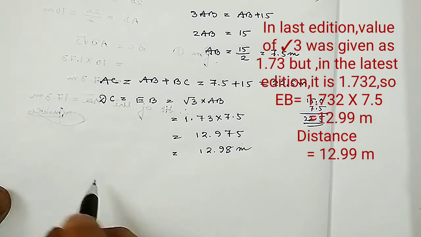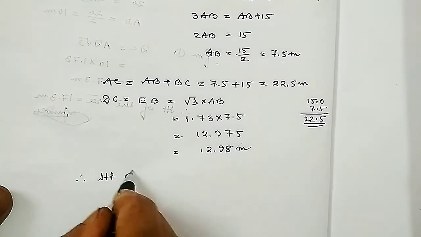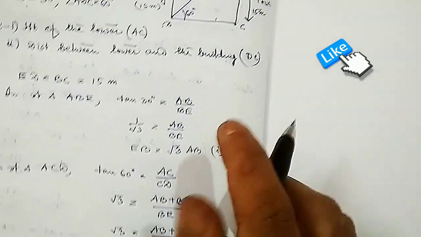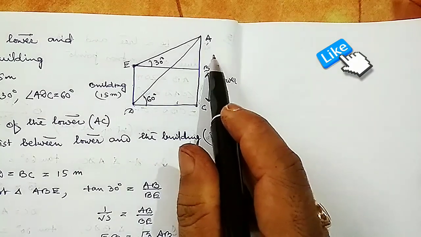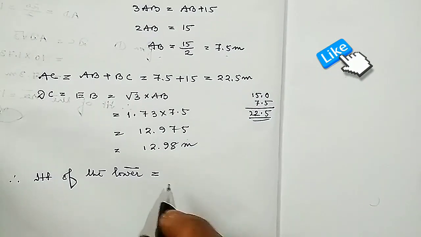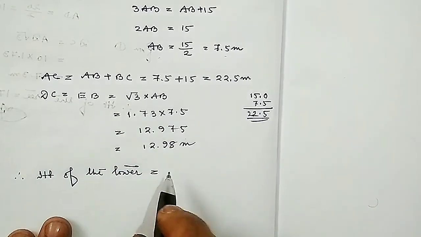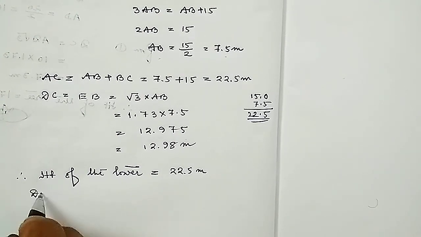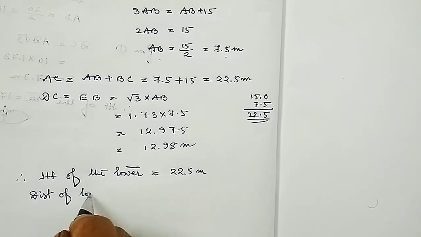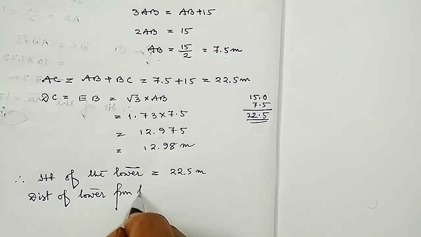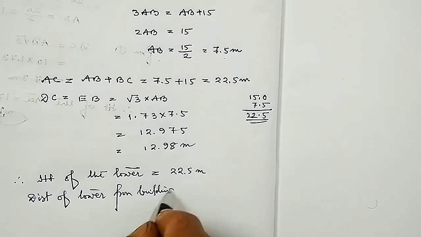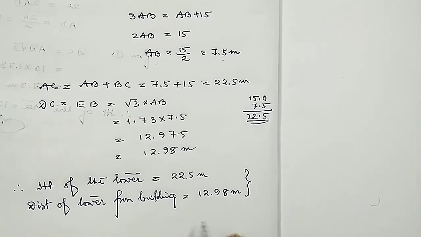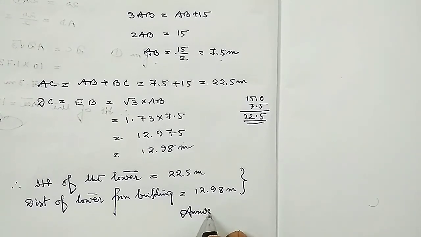Therefore, we can write the final answer. The height of the tower, that is AC. AC, how much did we get? 15 plus 7.5, because this one we got 7.5, that will be 22.5. Here also we have calculated AC is 22.5. And what is the distance of the tower from the building? The distance of the tower from the building is 12.98 meters. So these are the required answers. I hope this one is clear.